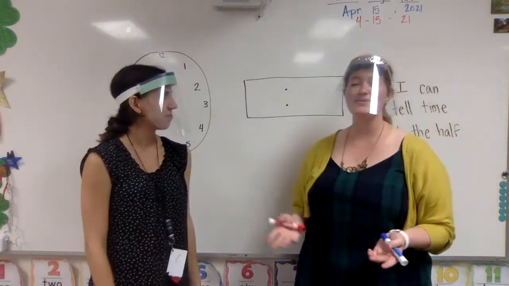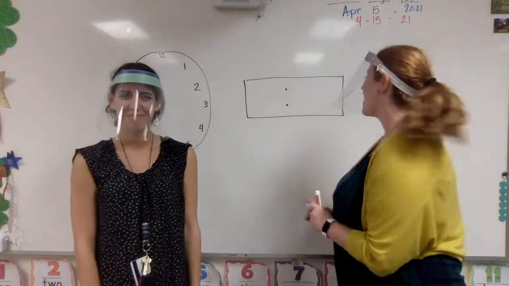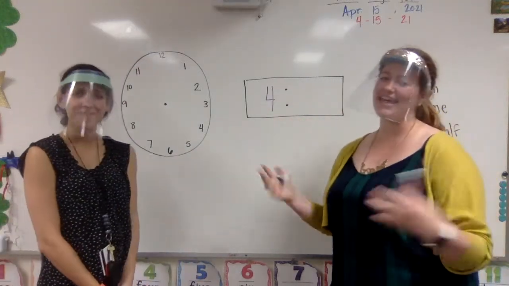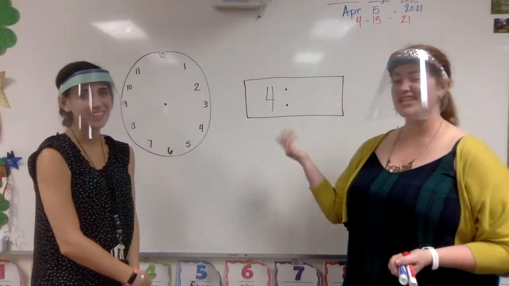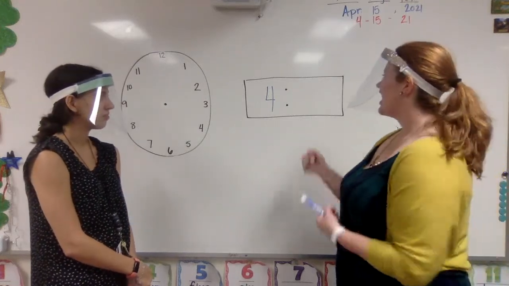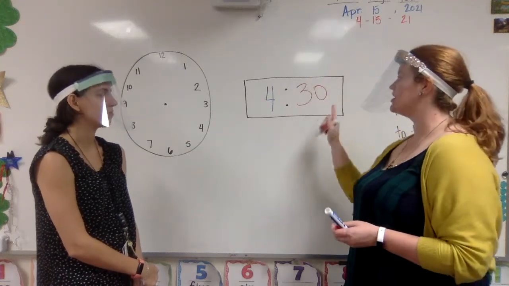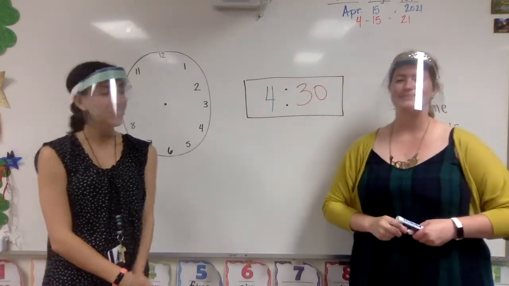Okay, so if I was writing that digitally, I would write 4, and I can leave it blank, or I can add that 0. Today, I'm going to leave it just the 4. And 30. It would look like this. After the colon, I have my hours, and then my minutes. Wow, good job, Miss Lime.